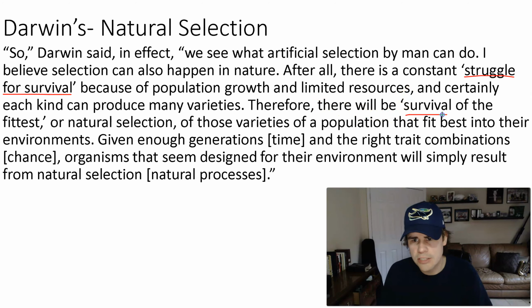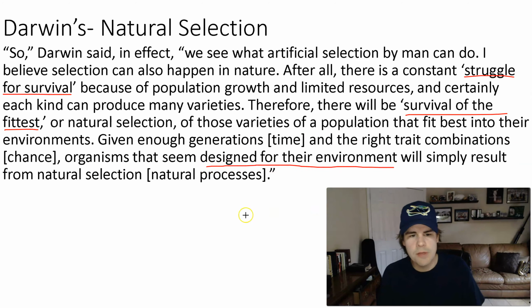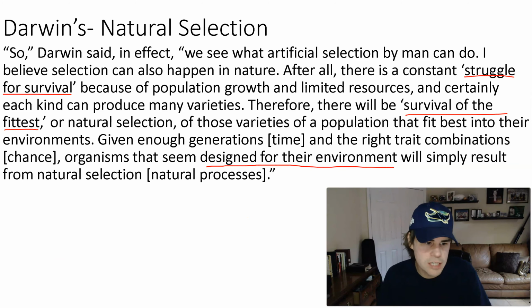Therefore, there will be a survival of the fittest. What does it mean to be fit? I'm not talking about muscle mass or the ability to run long distances. I'm talking about best adapted for the environment. Given enough generations and the right trait combinations, organisms that seem designed for their environment will simply result from natural processes. Darwin didn't believe in creation, remember. So again, all of this is naturalism. All this is explaining life away from God, trying to explain it through naturalistic processes.